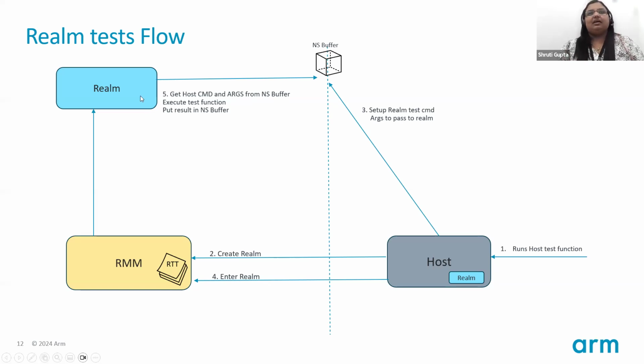All the test cases are compiled as part of a single binary, and based on the test command which was passed, a particular test scenario is executed. So when cold boot starts in the realm, in that path, we access this non-secure buffer, get the command which we are supposed to run, and execute that particular test function, and we return the result back again in the non-secure buffer and return to the host. There are multiple RMI, RSI calls involved, but this is just a high-level view of how a test case flow is.